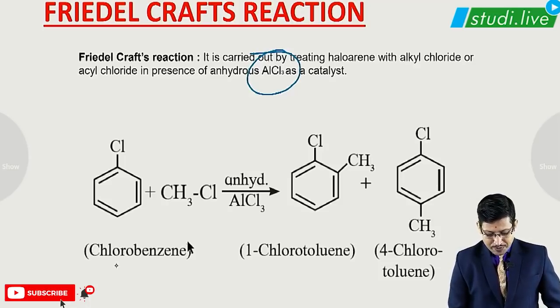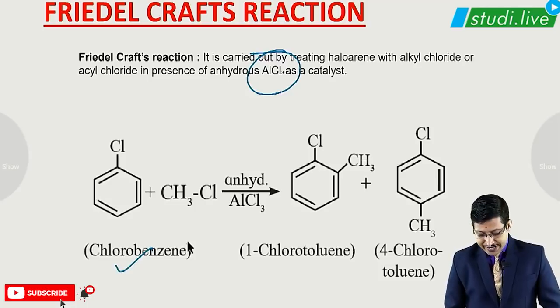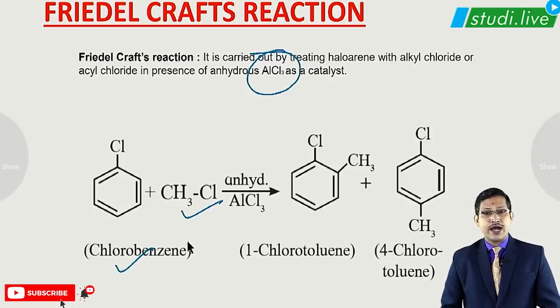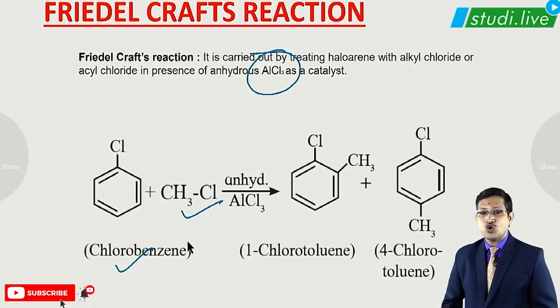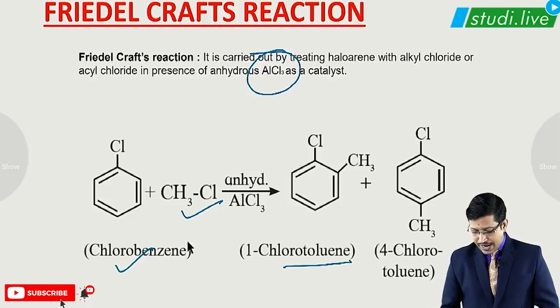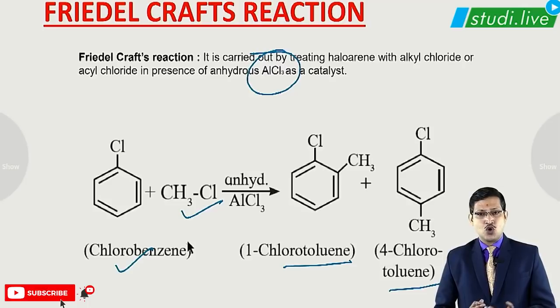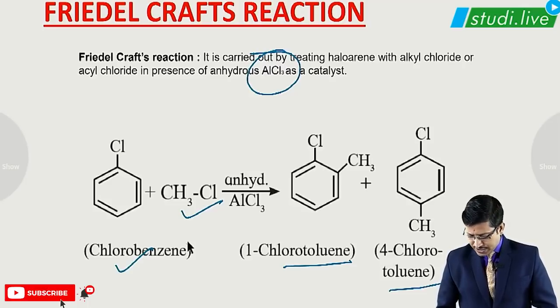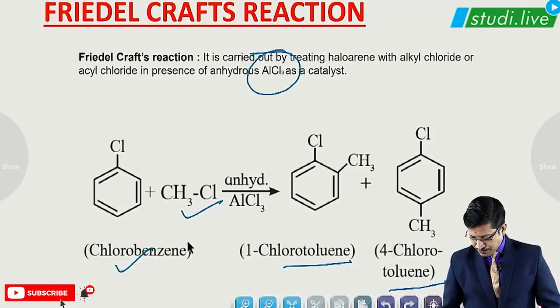So here it is chlorobenzene, reacting with methyl chloride. Again, the reaction will be at ortho as well as para position. At ortho position, if the reaction takes place, it is 2-chlorotoluene formation, and at para position, it is going to be 4-chlorotoluene formation. So ortho position and para position, the reaction takes place.